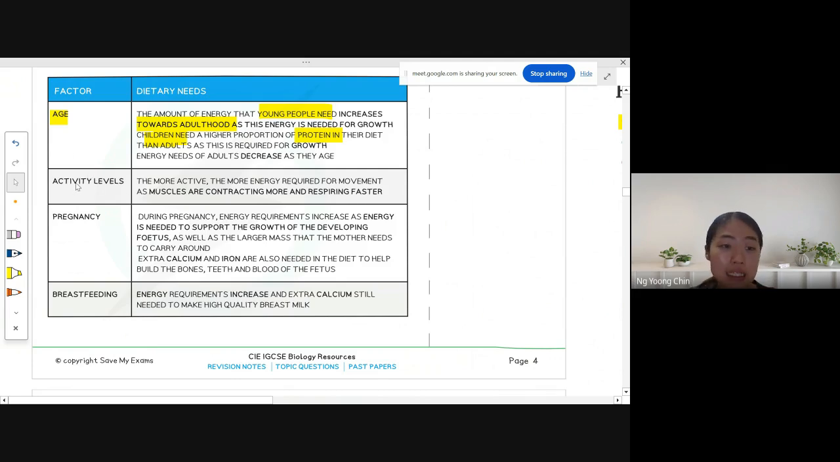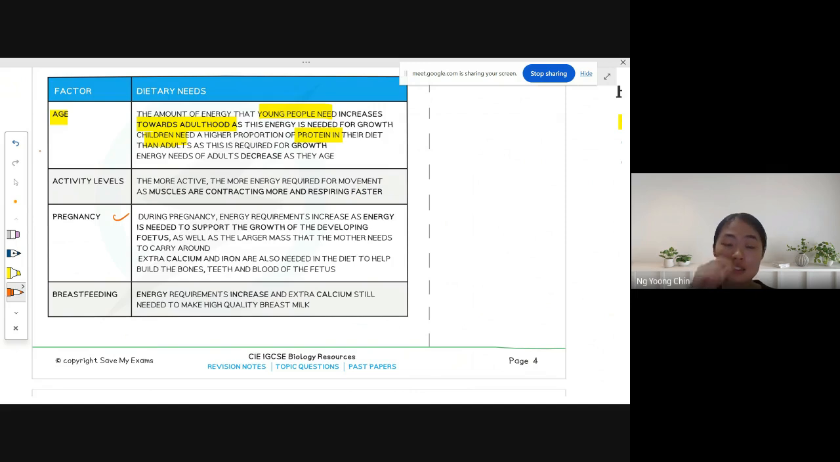So now we talk about activity levels. If a person becomes more active, they require more energy supply for their movement. For example, when you compare a normal person and an athlete, athletes do exercise every day, right? So athletes definitely have a higher activity level compared with normal adults. So that's why they require more energy supplies for their movement.